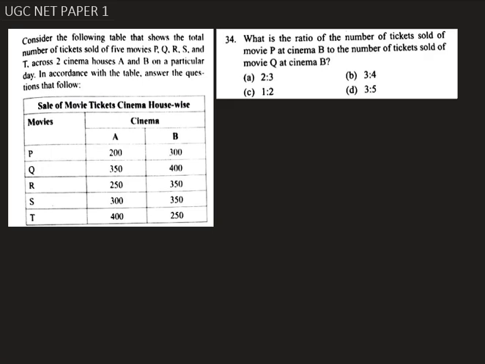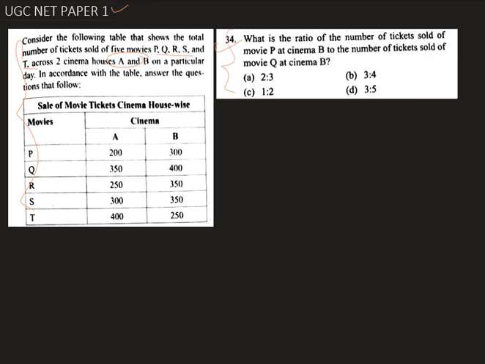Hello, today we are going to solve one numerical problem based on this question from UGC NET Paper-1. Here we are given a table corresponding to 5 movies P, Q, R, S, T across 2 cinema halls A and B on a particular day. And in accordance with the table, we need to answer this question.